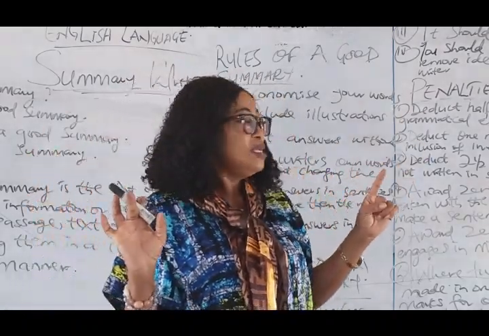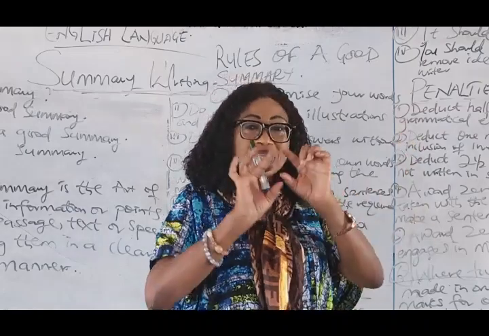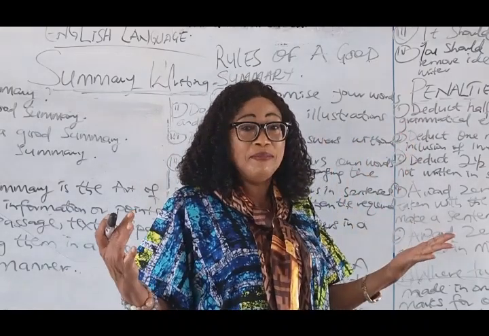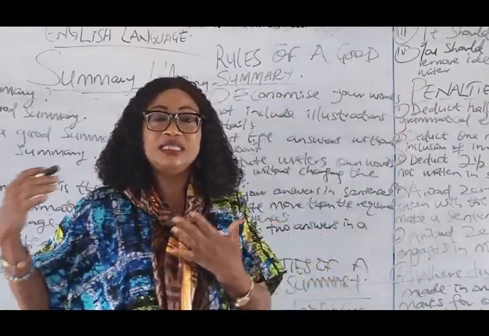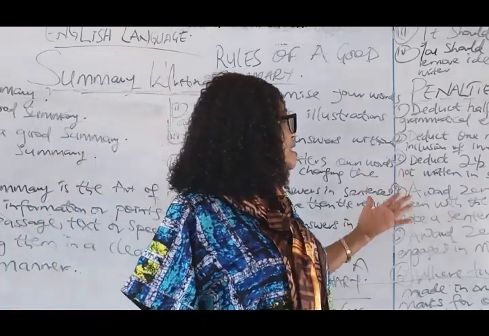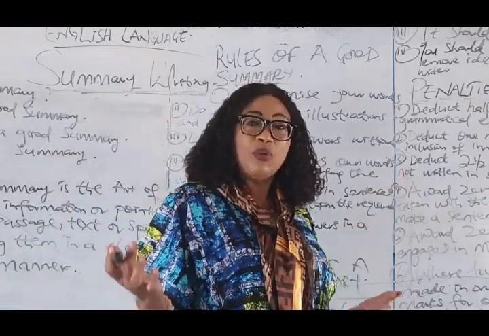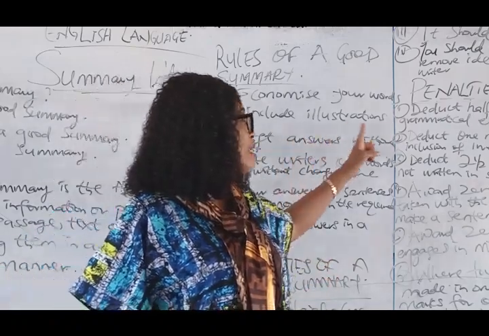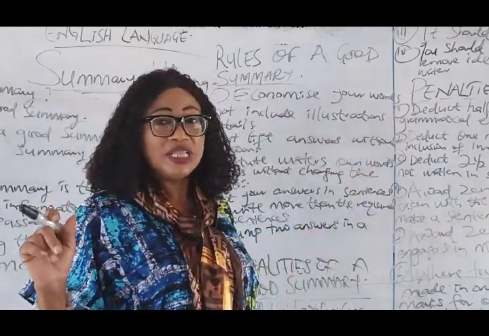Each mark in summary carries 5 because it's 30 marks. Normally, you're asked to write in 6 sentences. 5 times 6, that will give us 30 marks. If you're asked to write in 5 sentences, 6 times 5, that will give us 30 marks. So when half mark is deducted, that means you have 5.5 marks.